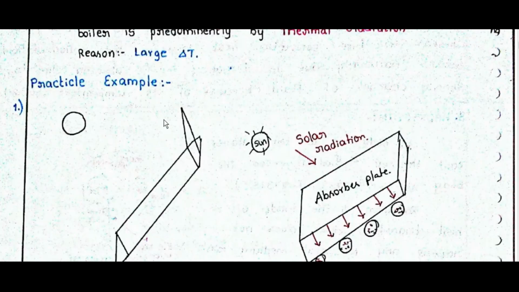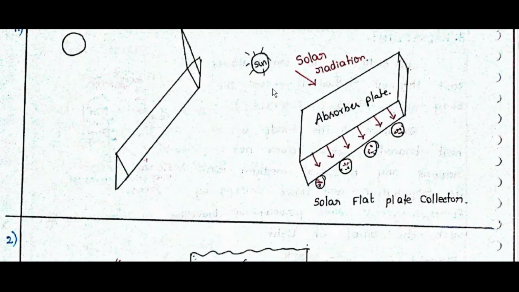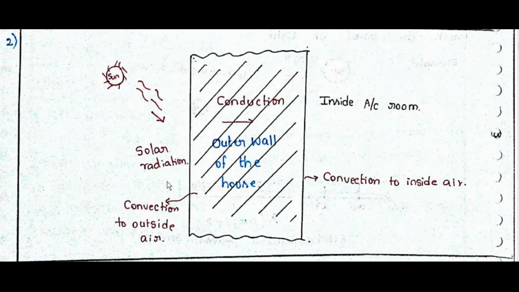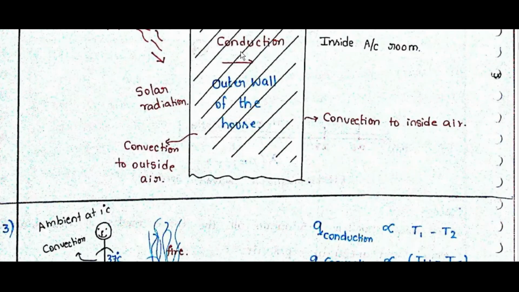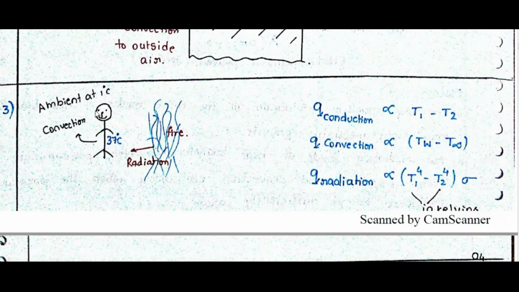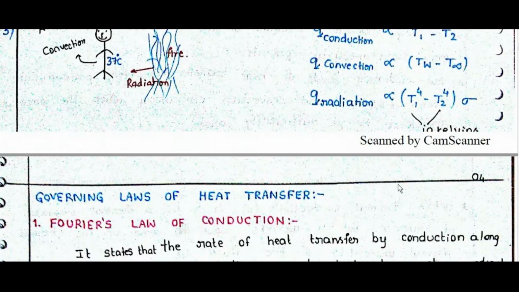Reason: large delta T. Practical examples: sun, solar radiation absorber plate, solar plate collector. Sun, solar radiation, convection to outside air, convection to inside air inside AC room, outer wall of the house, conduction in between. Ambient at 1 degree centigrade, inside 37 degree. Q conduction is directly proportional to T1 minus T2, Q convection directly proportional to Tw minus T infinity, Q radiation directly proportional to T1 power 4 minus T2 power 4. We have to substitute in Kelvin into sigma.